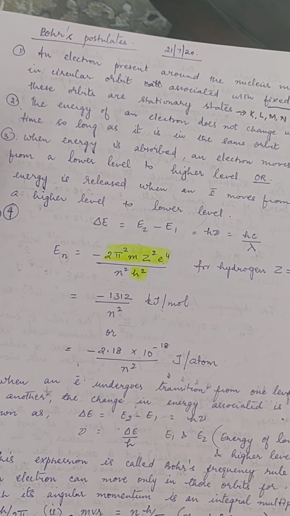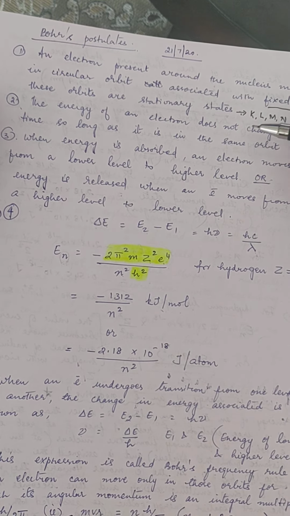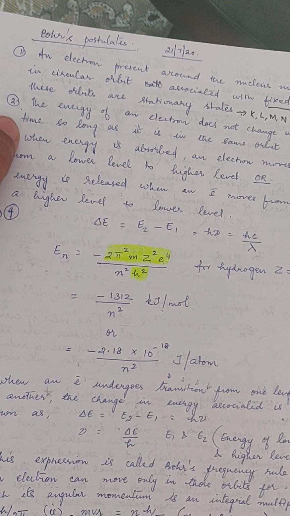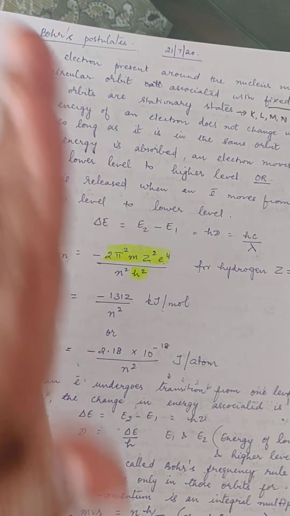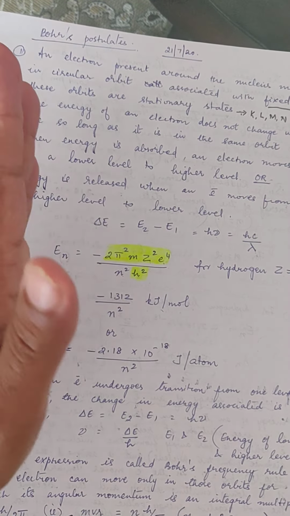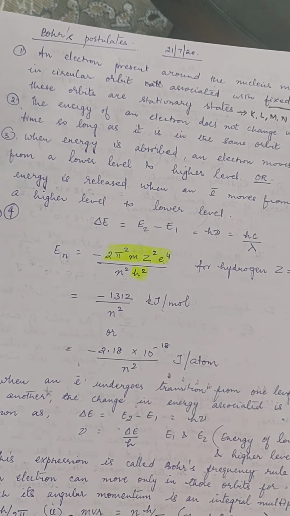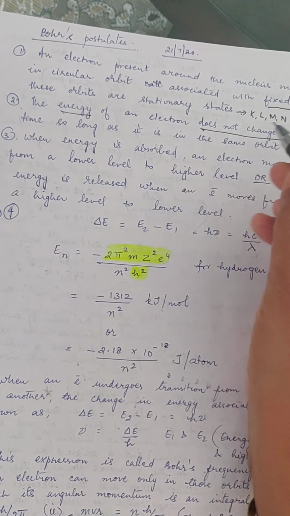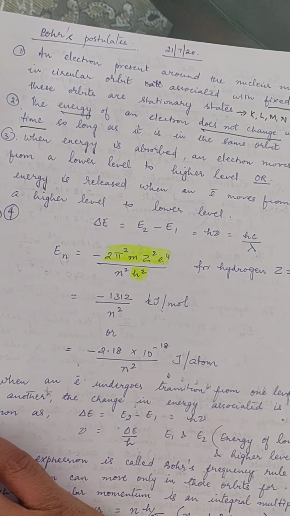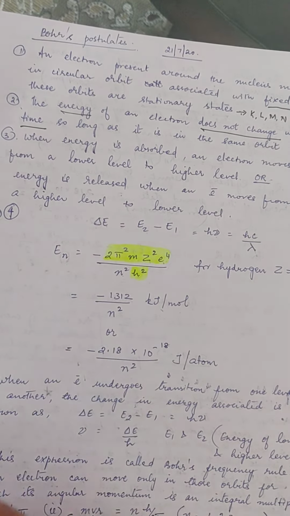Then the second postulate is that the energy of an electron does not change with time so long as it is in the same orbit. If the electron belongs to the second orbit, its energy will be fixed. If it belongs to the third orbit, then its energy will also be fixed. So the energy of an electron does not change with time so long as it is in the same orbit.